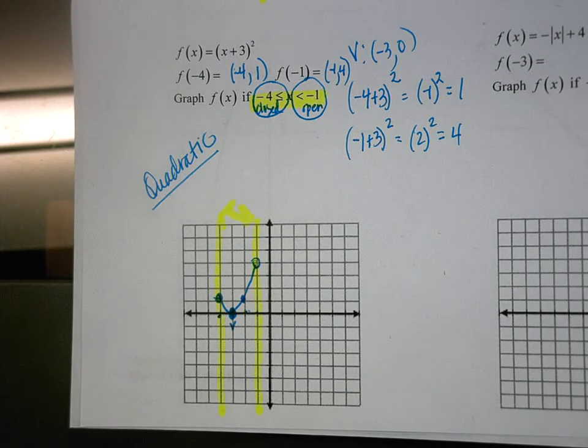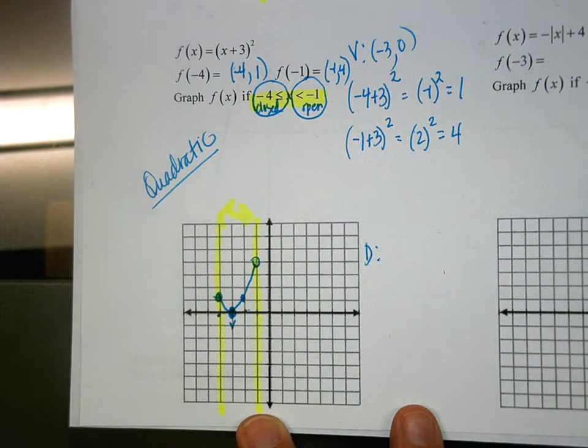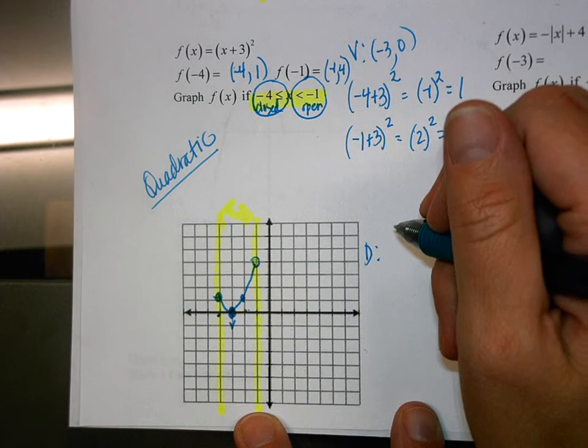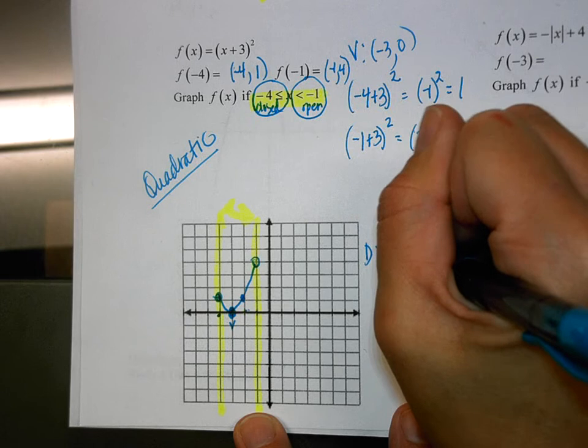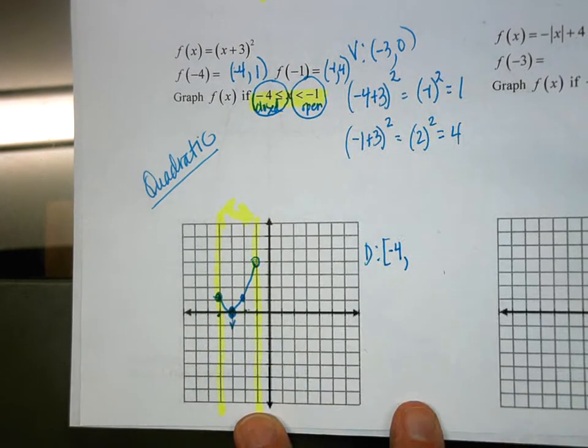Okay, so now we need to state the domain and range. What is my domain? What is the smallest x value? Parenthesis or bracket? Bracket. And it's a bracket because it's a closed dot. It's equal to -4.